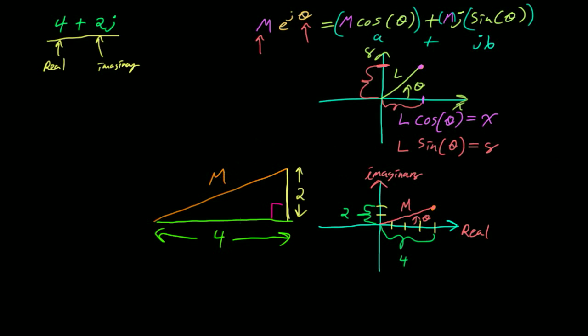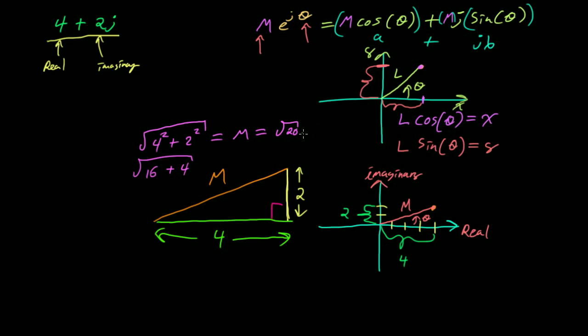So I know that 4 squared plus 2 squared has got to be equal to m squared, or I can just take the square root of both sides, and I know that m has got to be equal to the square root of 4 squared plus 2 squared. So 4 squared is 16, plus 2 squared is 4. So the square root of 16 plus 4. So my magnitude is going to be equal to the square root of 20.